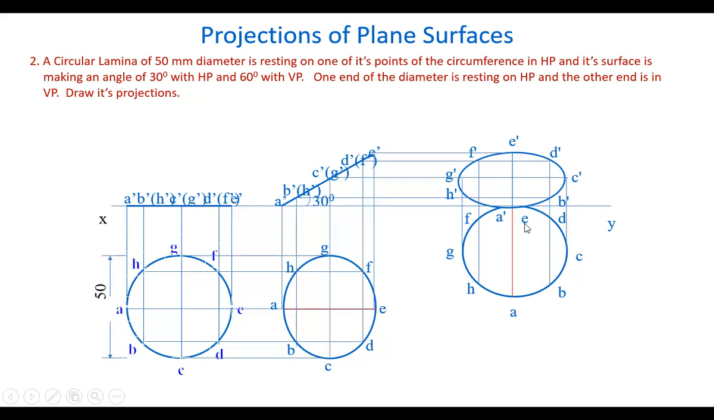So the point E is in the vertical plane and above the horizontal plane. That's how we get it. So this is one typical problem on circular lamina, circular plane surfaces. Okay, next. You can show this same diameter line in both the front view and the top view, because we are given this as a reference. I just have highlighted that point, that line.